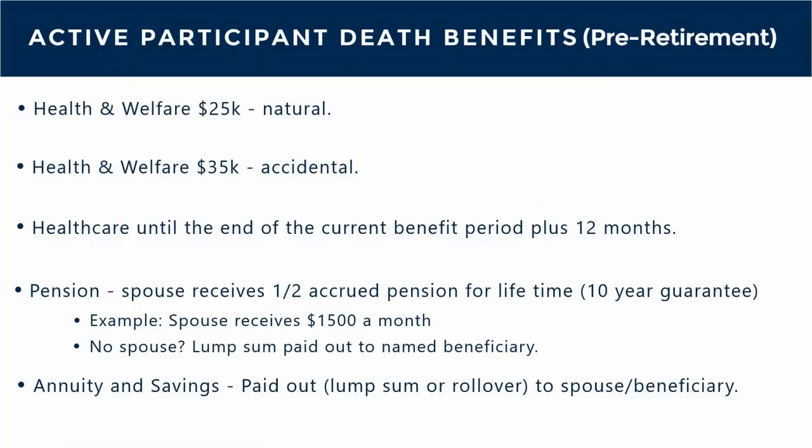Now, we talked about what happens to your pension when you come in to retire. We're going to talk about what happens with your pension if you're an active participant and what type of death benefits are available for pre-retirement. So unfortunately, if you're not at retirement age or have not retired yet and you do pass away, you should know that the Health and Welfare Fund will pay out to your spouse or your beneficiary $25,000 if it's a natural cause. They will pay out $35,000 if it's an accidental death. The health care for your spouse and your dependents would go until the end of the current benefit period, plus an additional 12 months.